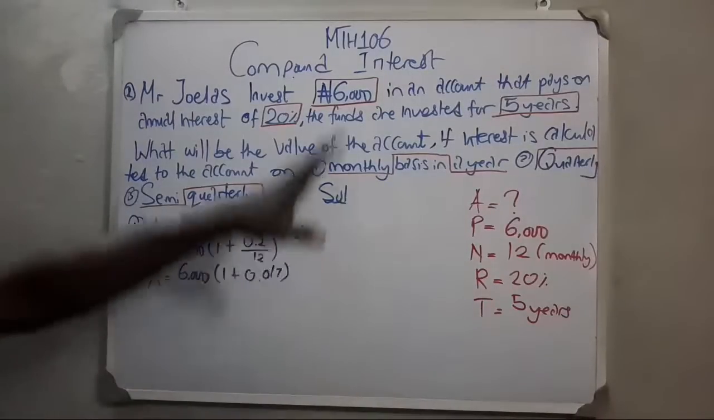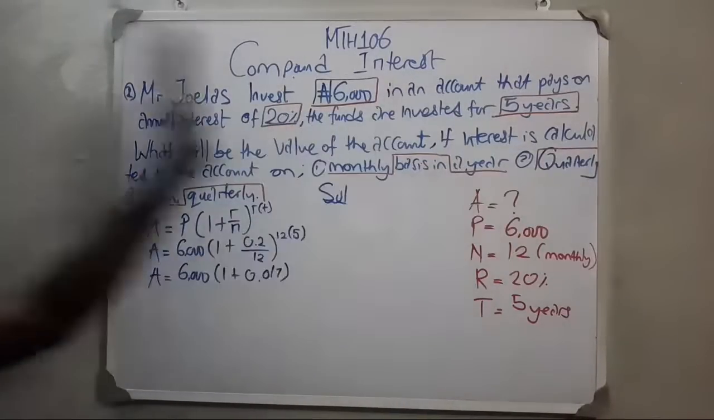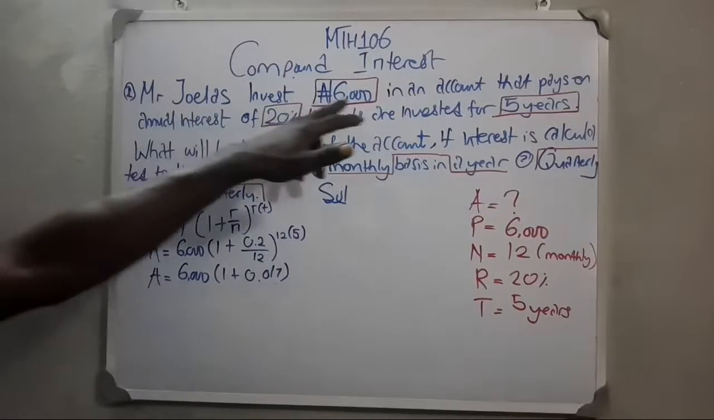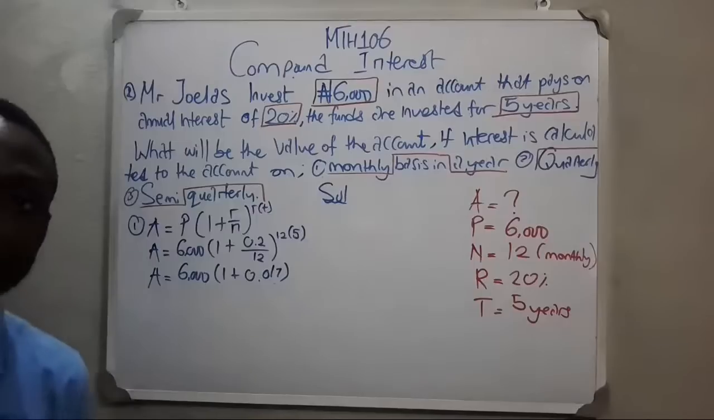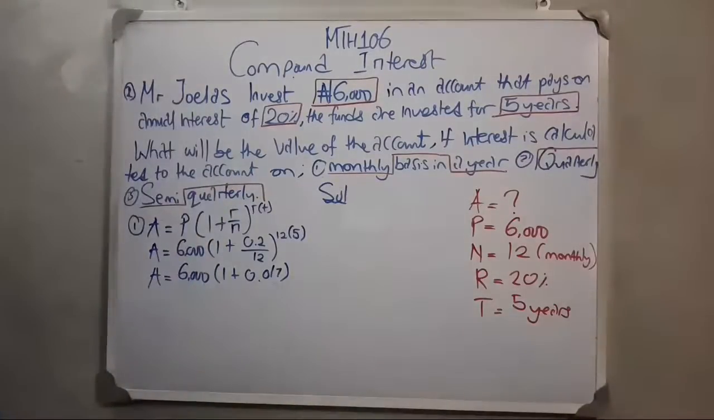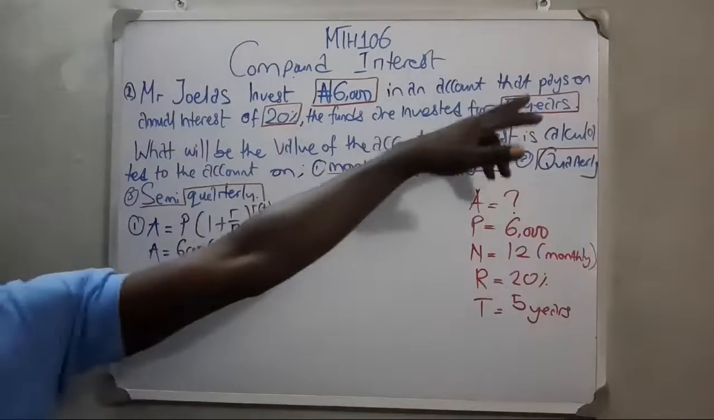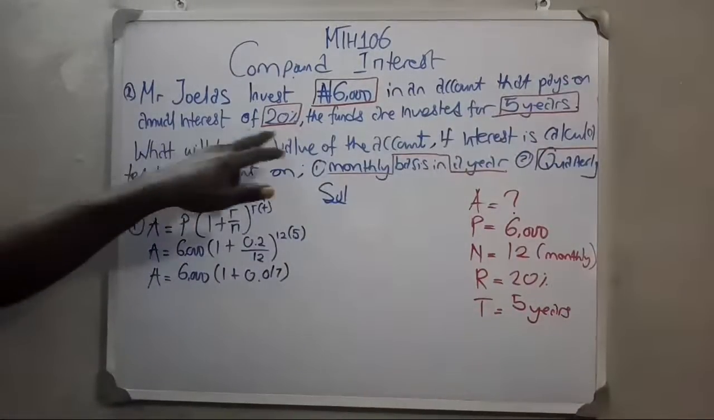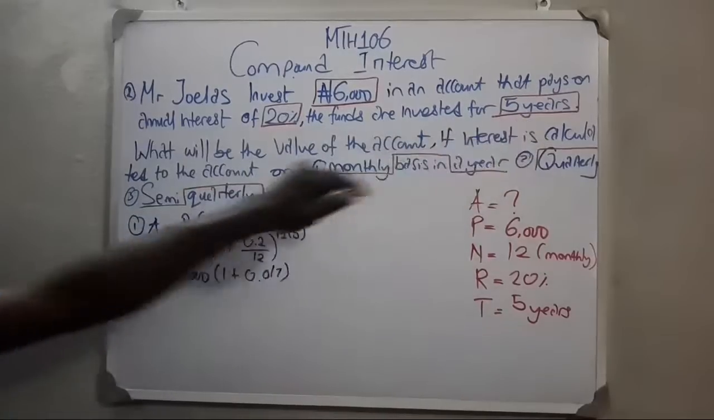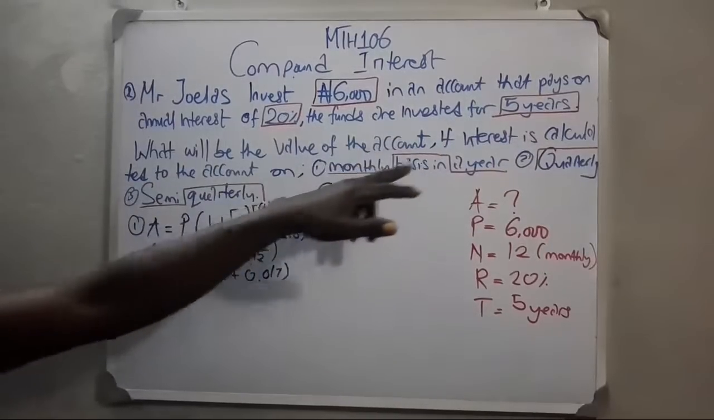Let me just walk you through this. This is a question. The question says Mr. Jewelers invests 6,000 naira in an account that pays an annual interest of 20%. The funds are invested for 5 years. What will be the value?